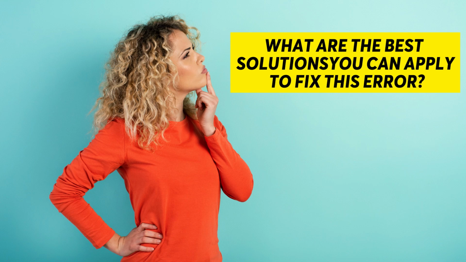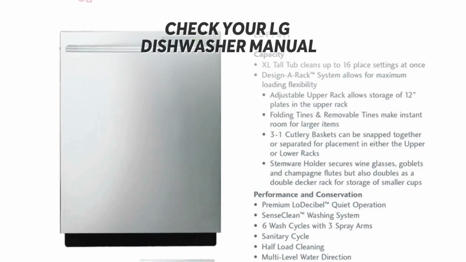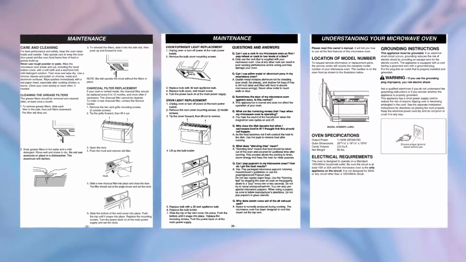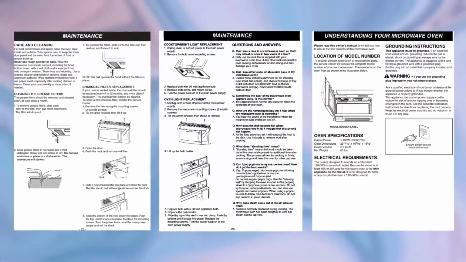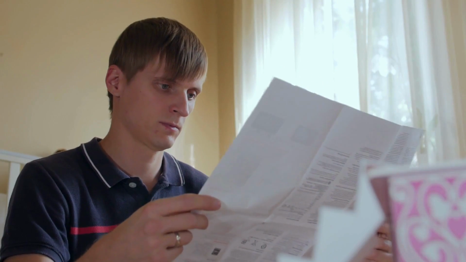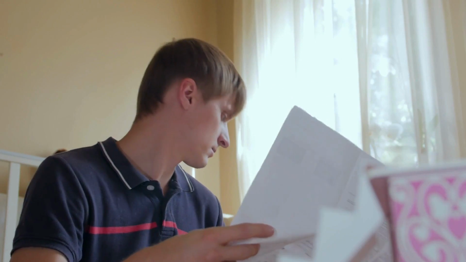So what should you do when you're facing this challenge? What are the best solutions you can apply to fix this error? There are various ways you can fix the error. You could check your LG dishwasher manual. You can check out the LG dishwasher manual to see if the error has been self-triggered or spontaneously turned on. In most manuals, they might recommend you follow either of these procedures.